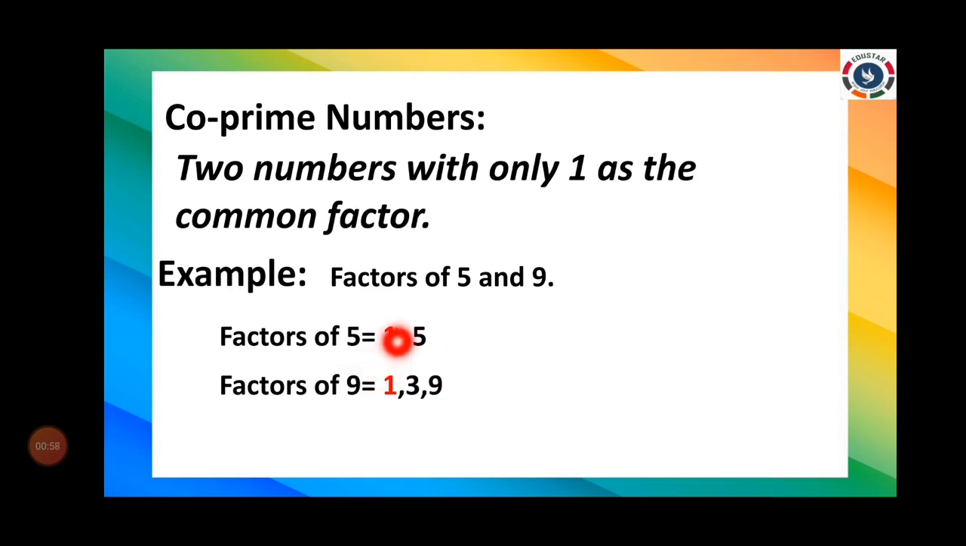So which is the common factor here? Only 1. 1 is the same number both have, isn't it? 5 and 9 both have only 1 as a common factor. So only one common factor means they are co-prime numbers. Which numbers are co-prime? 5 and 9 are co-prime numbers. Why? Because they have only 1 as the common factor. So the common factor of 5 and 9 is equal to 1.